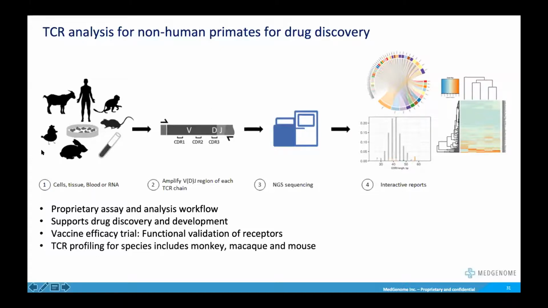And so we've developed these assays to take samples of interest and amplify the VDJ region of each TCR chain. Incidentally, we can also amplify the gamma delta TCRs as well. With the libraries prepared, we sequence them on a MiSeq, and then we deliver all of our reports using Mango, even for the TCR analysis.